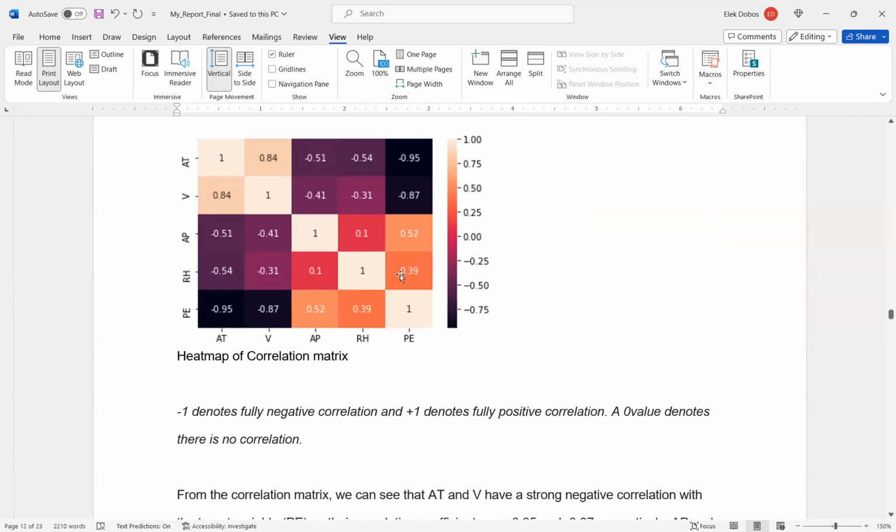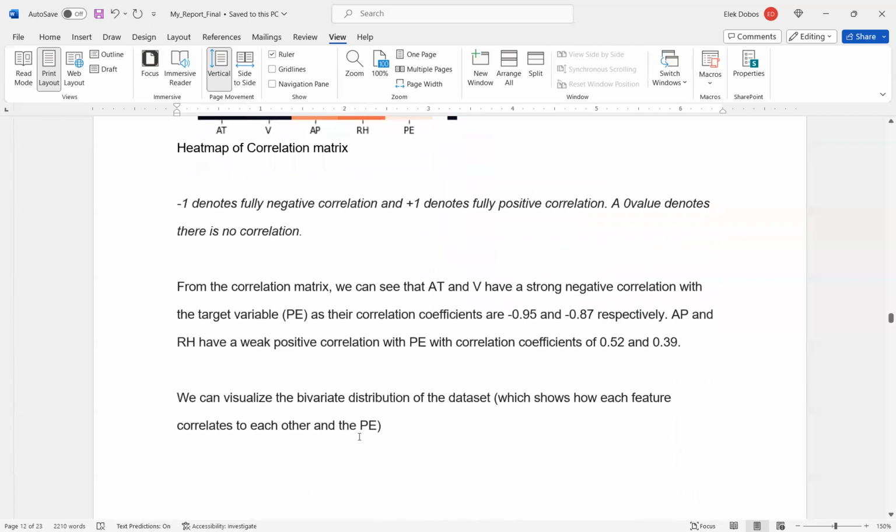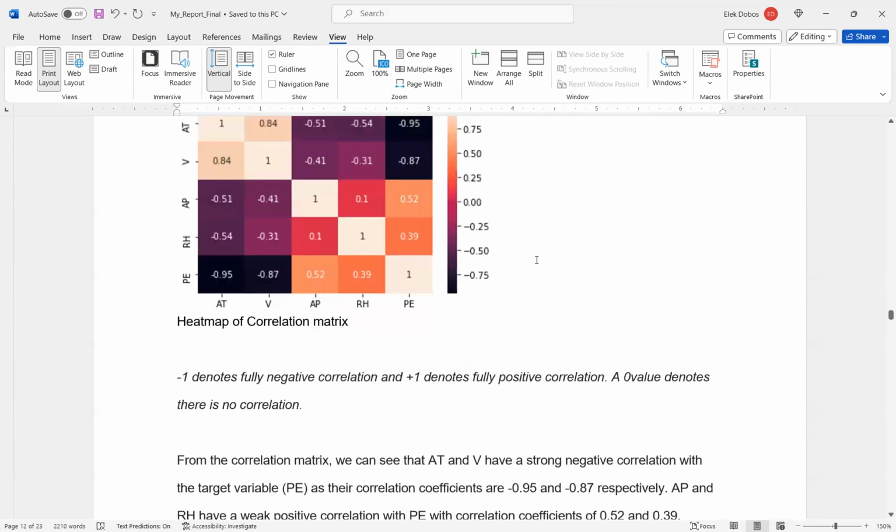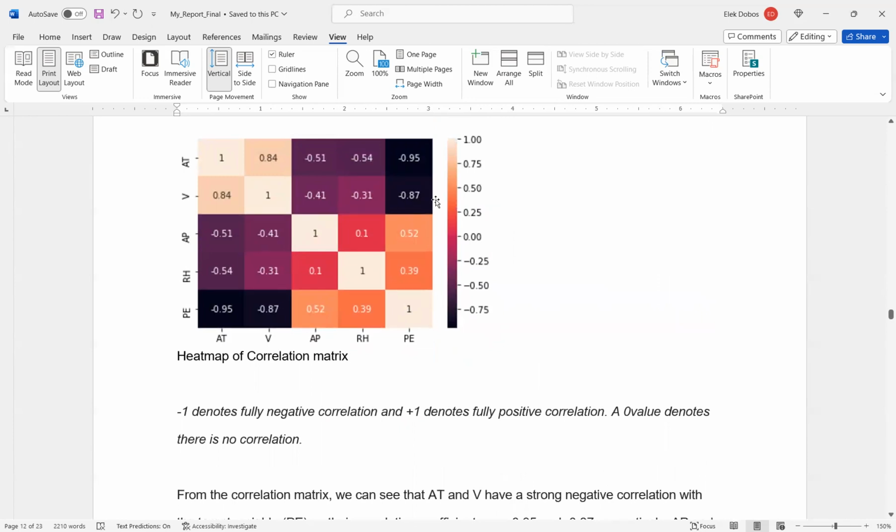So as we see, this is my heat map of the correlation matrix. A -1 shows that there's a full negative correlation, and a +1 denotes a full positive correlation. A 0 value denotes that there is no correlation. From the correlation matrix, we see that the ambient temperature and the exhaust vacuum have a strong negative correlation with my target variable, the power output, as their correlation coefficients are negative 0.95 and negative 0.87 respectively.